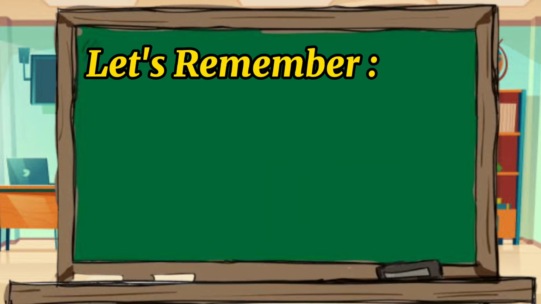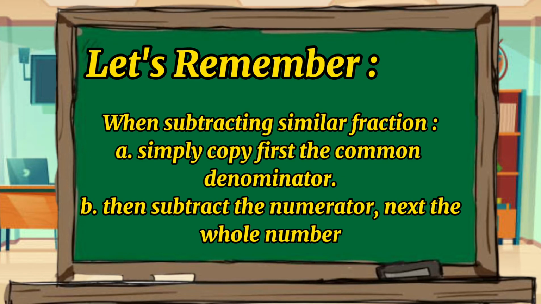Let's remember this. When subtracting similar fractions, simply copy first the common denominator. Then, subtract the numerators, next the whole numbers.